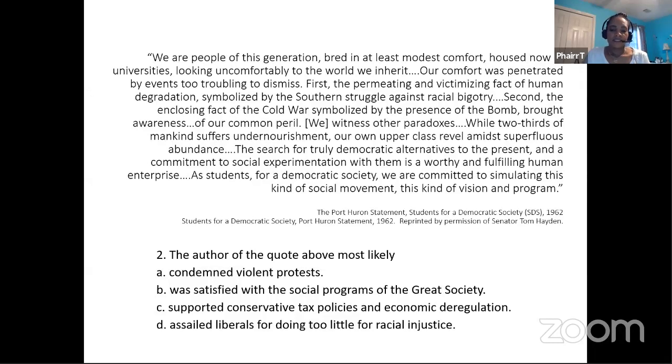Okay, so this is 1962, the Port Huron Statement. This is Students for a Democratic Society. So again, in the middle of various movements that were happening.